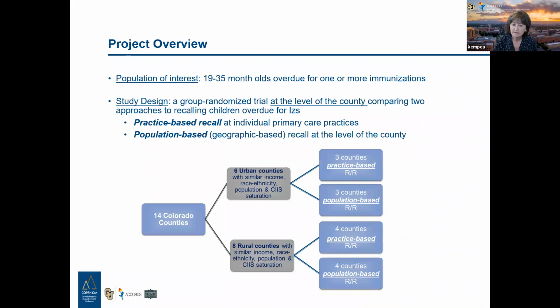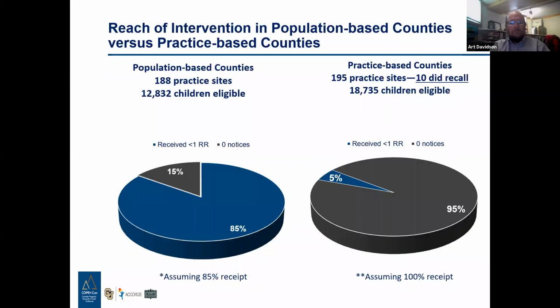So here we wanted to compare entire counties. The intervention is at the level of the county, and there are very few data sets where you can actually look at data at the level of the county. So we took 14 counties, we stratified by urban, rural, and we randomized them to two approaches, either a practice-based approach or a population-based approach. Next slide. I'm just whipping through this so that we have some time.